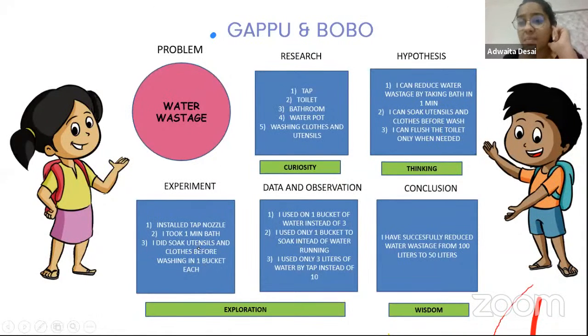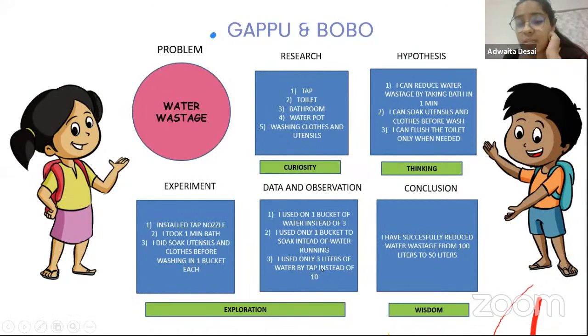उसके बाद मैंने experiment किया. क्या experiment किया मैंने? यहाँ पे मैंने exploration किया. Can you see? Curiosity और thinking हो गया. Now I will do the exploration. Exploration में मैंने एक टैप के सामने nozzle लगा लिया. मैंने पानी में कपड़े और बर्तन भिगोए. Then I also took quick bath today only of 1 minute and I saved a lot of water.